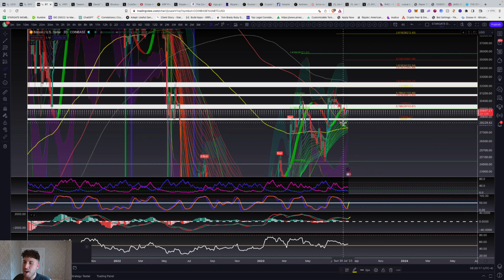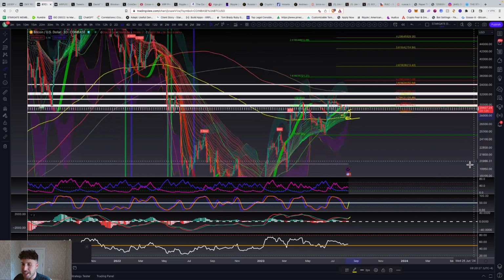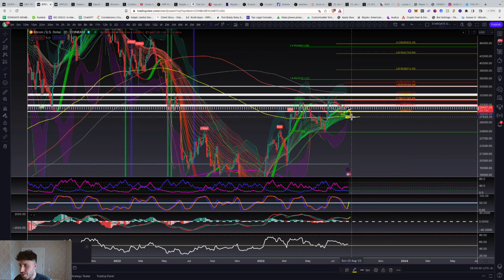We saw a golden cross happen. We have the 50 moving average on the 3-day coming up as support. And that's why we wouldn't want to break that 27.7, 27.5K level, because if we break that, we're breaking structure, and that's not good. So that's a key level. If we do wick down to there, I'm expecting an immediate bounce back up to reclaim, and then we go and give 32.4K a shot.